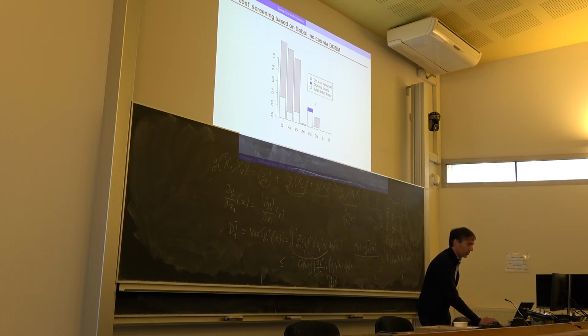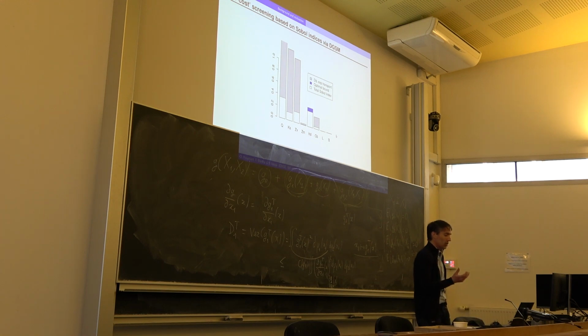On the other hand, for some variables like Zm, the upper bound is small, you see. It's less than 2%, something like that. So we can say that Zm has no influence.